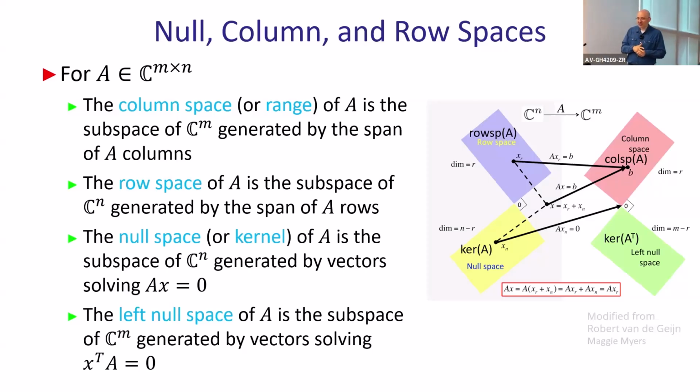You have column space, sometimes also called range, which is a subspace of C^m, meaning vectors with m elements, generated by the span of A's columns. So it's linear combinations of columns of A: you take all of the columns and make linear combinations of them with any coefficients alpha 1, 2, 3, 4, 5, and you get the column subspace. It's called the column space of matrix A. Any questions on that? This is how it is defined.